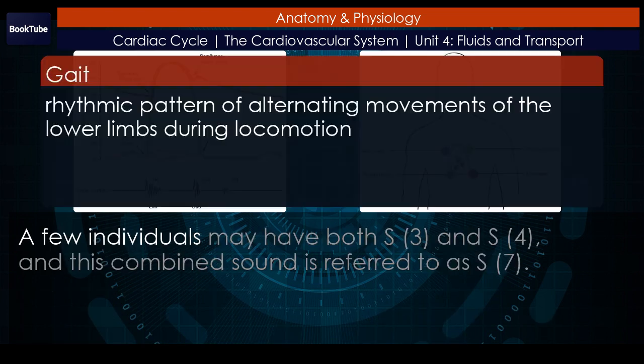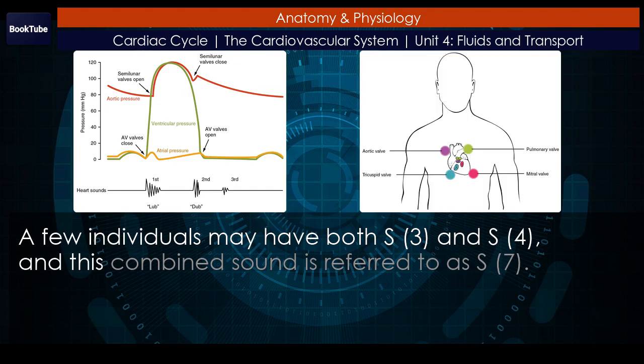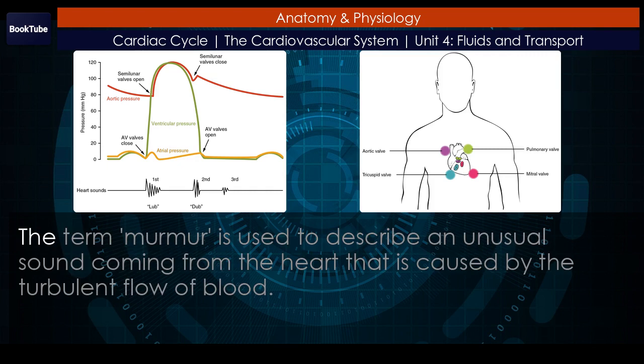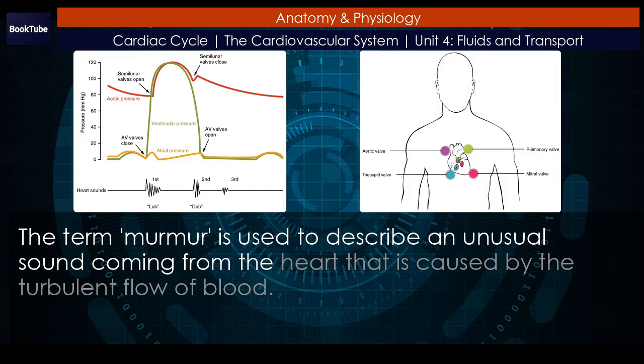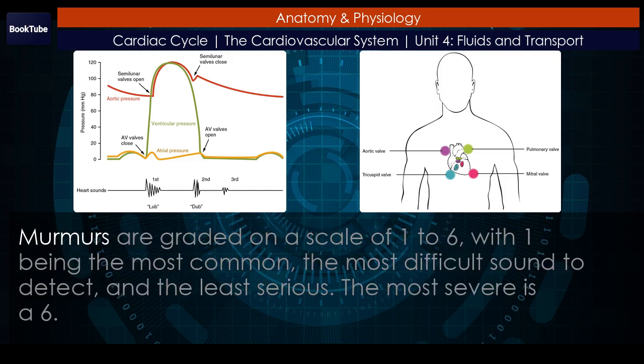A few individuals may have both S3 and S4, and this combined sound is referred to as S7. The term murmur is used to describe an unusual sound coming from the heart that is caused by the turbulent flow of blood. Murmurs are graded on a scale of 1 to 6, with 1 being the most common, the most difficult sound to detect, and the least serious. The most severe is a 6.